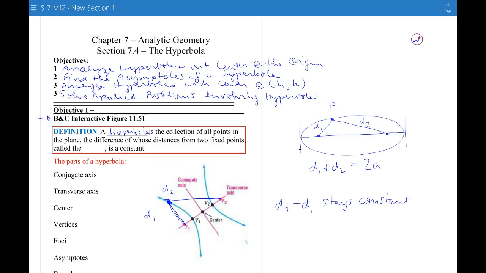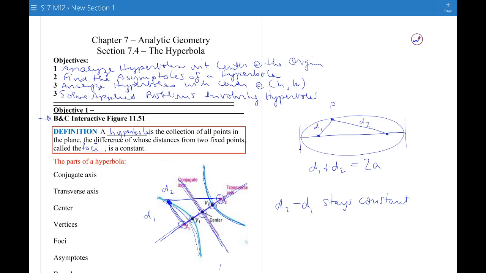So it's a collection of all points in the plane, the difference of whose distance from two fixed points called the foci is a constant. So there are names for the parts of the hyperbola. The conjugate axis is the one the hyperbola is symmetric about this way. The transverse axis actually cuts through the hyperbola. It cuts through focus, vertex, center, vertex, focus.